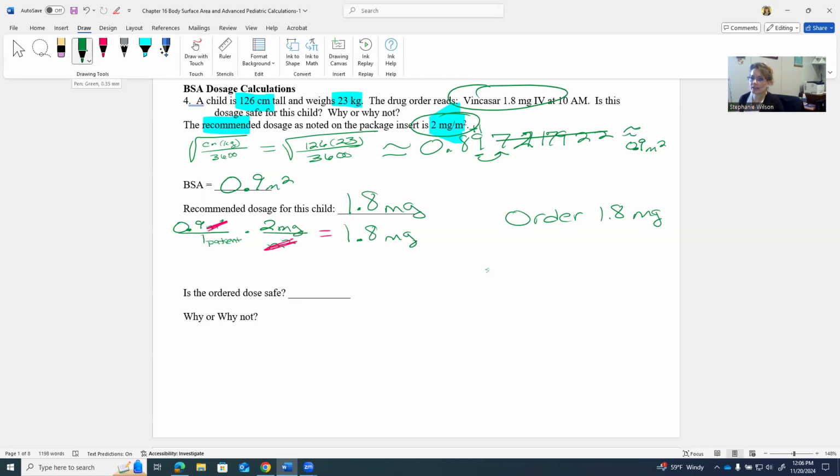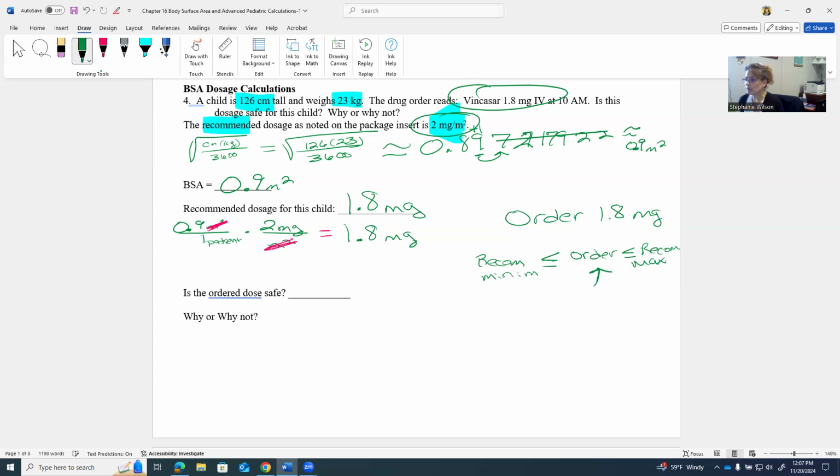If we had a minimum, in this case, we only had a maximum amount recommendation. We didn't have a minimum. Sometimes you might see 0.5 to 2 milligrams per meter squared, or some other numbers. That would mean that we had a minimum and a maximum recommendation. If that was so, what you've got to do is compare and ask yourself, is the recommended minimum less than or equal to the order? The order is less than or equal to the recommended max.